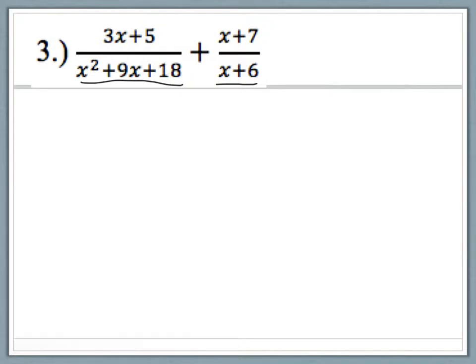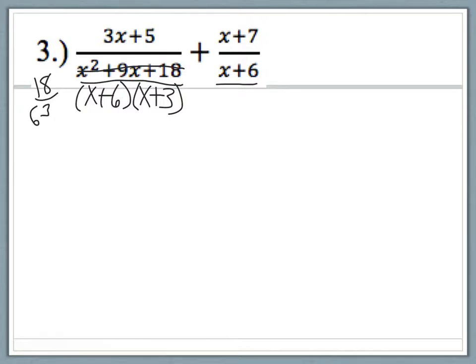In order to figure that out, we have to factor the one on the left-hand side. So, what multiplies to 18 but adds up to 9? Well, that's just 6 and 3. So we can write this as x plus 6 and x plus 3. And I'm going to go ahead and cross this off because I really don't need it. I'm going to use this x plus 6, x plus 3.